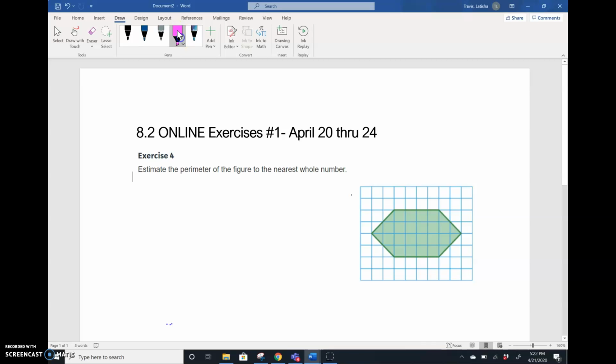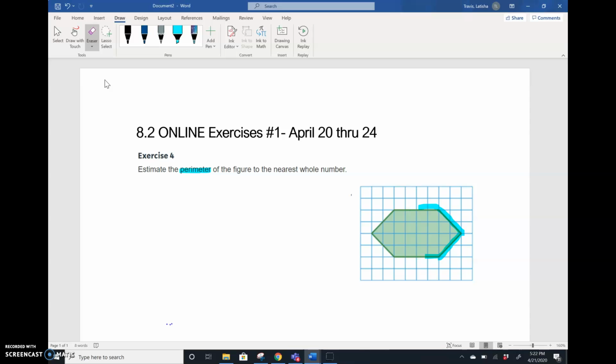So first off, we need to review perimeter. Perimeter is the length around the figure. I'll highlight this in blue: the length around the outside of this image, its border, or boundary. If we can find that length, then we found the perimeter. Let me go ahead and erase that.